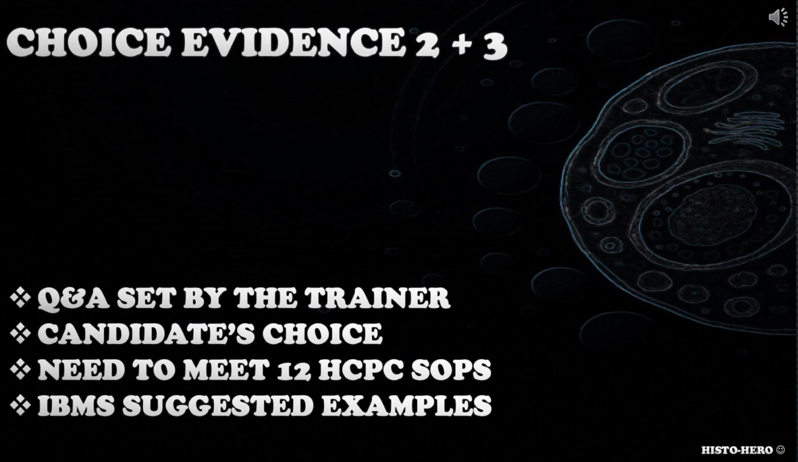So now that we have finished with the mandatory evidence, let's have a look at the choice evidence 2 and 3, which are candidates' choice evidence and Q&A set by the trainer. They both together have to meet 12 HCPC standards. And if you download the module descriptors for the registration portfolio from the IBMS website, you will find some example evidence suggested by the IBMS, which is very handy.